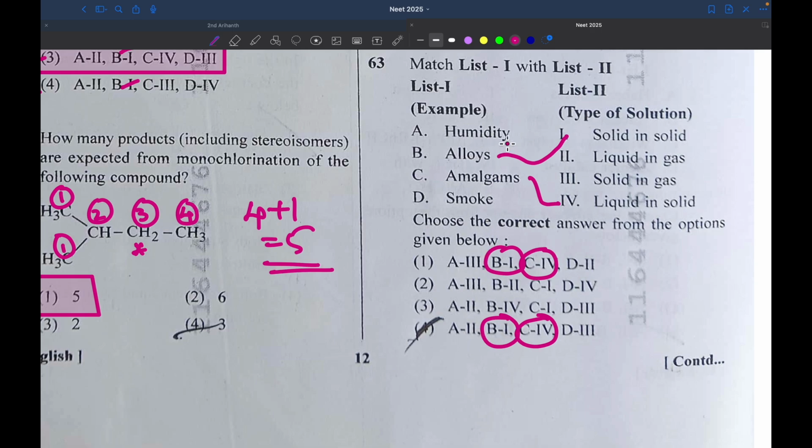Humidity, is it 3? Solid in gas is not possible. So the answer is the fourth option. It should be A, liquid in solid. A goes with 2, liquid in solid. B is 1, C is 1, D is 3. D is 3, smoke is solid in gas. So the answer is the fourth option.